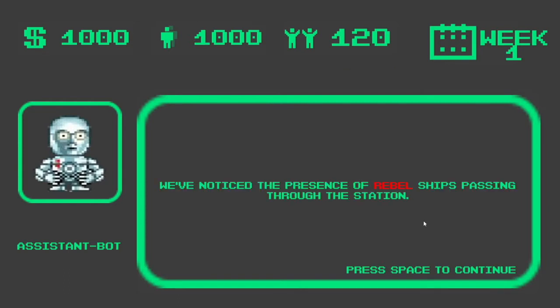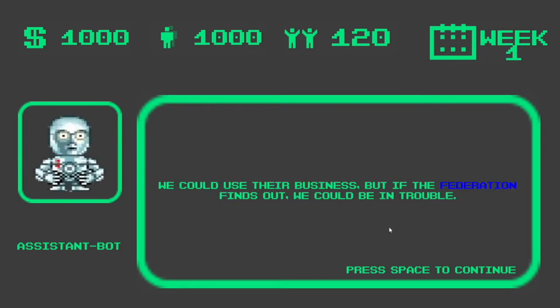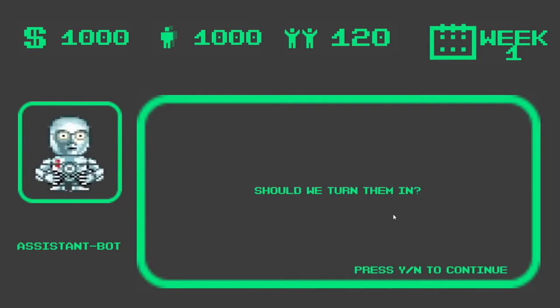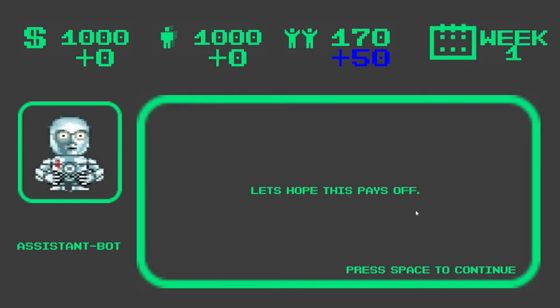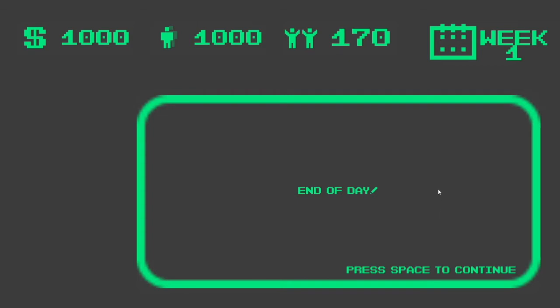Well done. We've noticed the presence of rebel ships passing through the station. We could use their business, but if the Federation finds out, we could be in trouble. I'm not sure blue on grey is a great colour choice, but I appreciate the colour coding. Should we turn them in? Oh, we have a choice. No, we need them. Plus 50. What is this up here, do you think? Maybe happiness? Or maybe in the end they're going to tell us that that's actually something bad. End of week. We got no more money. Happiness plus 70. There we go.